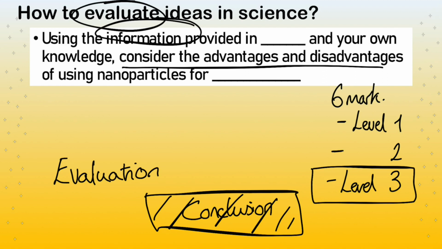And that's it for nanoparticles. There's not a lot to it. So remember, the key thing is high surface area to volume ratio because it's so small, and therefore they work very well. And remember some uses. You can go and research some more uses if you want to. Have a look at how they're going to be used in medicine. Quite interesting. And then just remember how to evaluate ideas in science.